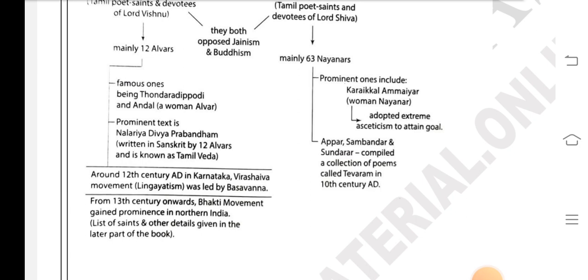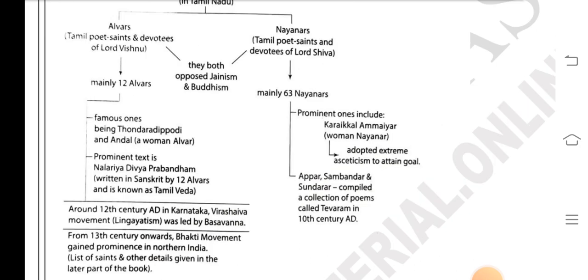12 Alvars and 63 Nayanars. Famous ones being Thondaradippodi and Andal. Andal is the woman Alvar. The prominent text is the Nalayira Divya Prabandham, written in Tamil by the 12 Alvars, and is known as the Tamil Vedas. Around 12th century AD in Karnataka, the Veerashaiva movement, Lingayatism, was led by Basavanna.